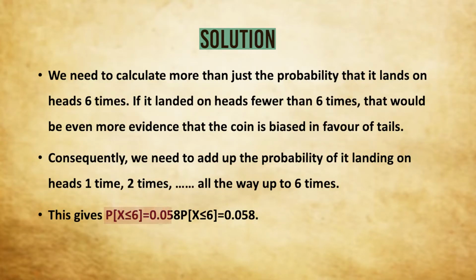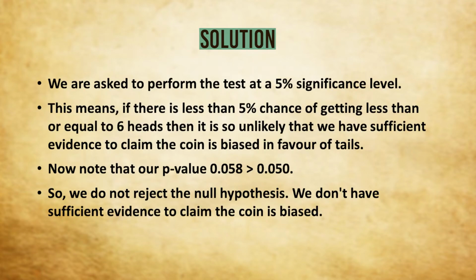That is probability x is equal to 1 plus probability x is equal to 2, up to probability x is equal to 6. And you can see this comes out as 0.058. We are now asked to perform the test at 5% significance level. That means if there is less than 5% chance of getting less than or equal to 6 heads, then it is so unlikely that we have sufficient evidence to claim that the coin is biased in favor of tails. So the 0.058 that we obtain is nothing but the p-value of the test. We can see definitely that 0.058 is greater than 0.05, which is the level of significance of the test.